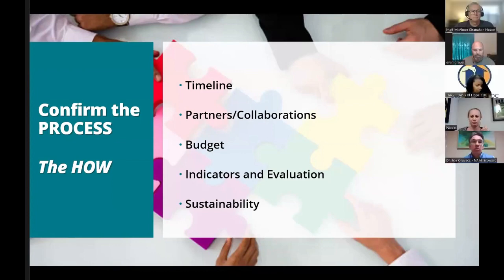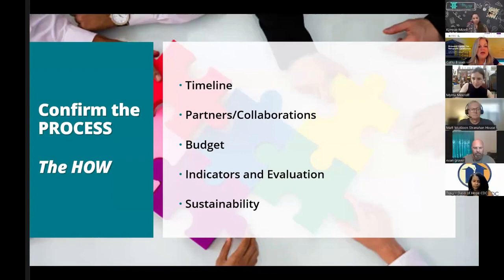And what we're really going to do now is just dive in a little bit to the other components of an application. We talked a little bit about your project overall, your story, your logic model that helps you build out what that project is going to look like.